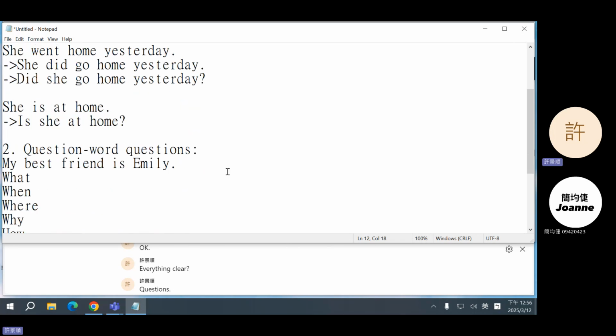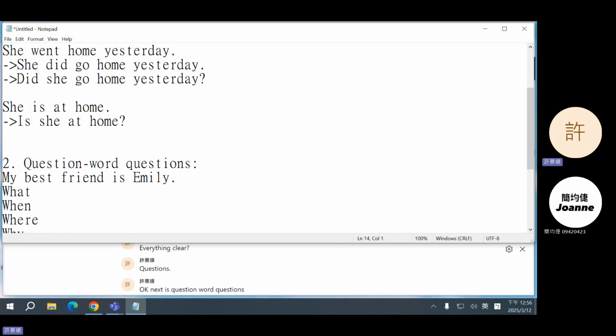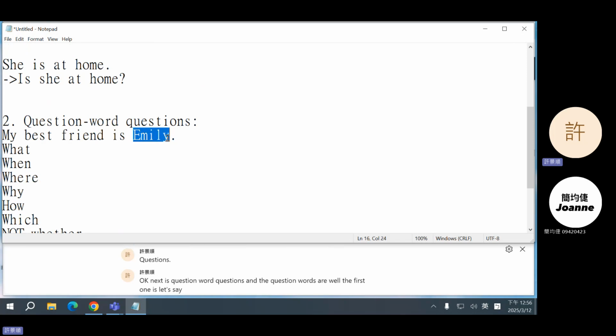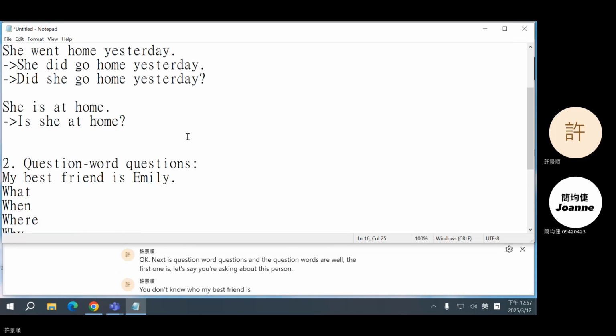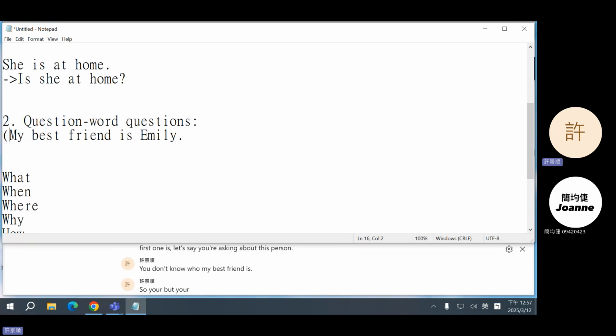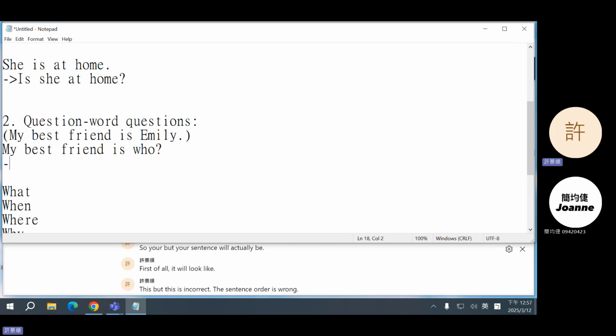Okay, next is question word questions. And the question words are, well, the first one is, let's say you're asking about this person. You don't know who my best friend is. So your sentence will actually be, first of all, it will look like this, but this is incorrect. The sentence order is wrong. We have to give it the correct sentence order.